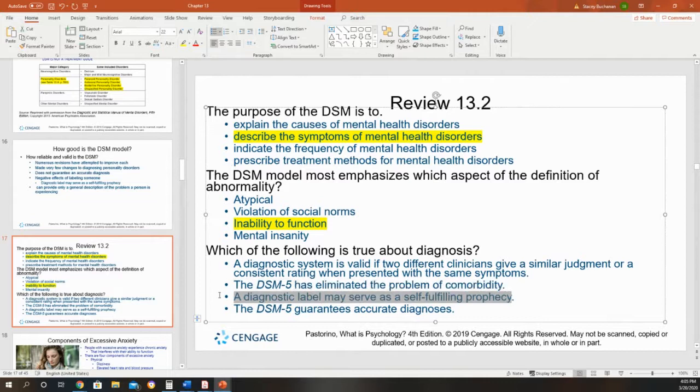It's something that is unfortunately true. It can serve as a self-fulfilling prophecy. When you label someone with a mental health disorder, you may find they may be more likely to show the symptoms and signs of that disorder. You can read more about it in your book. It gives a really good example, an explanation of why that might be seen.